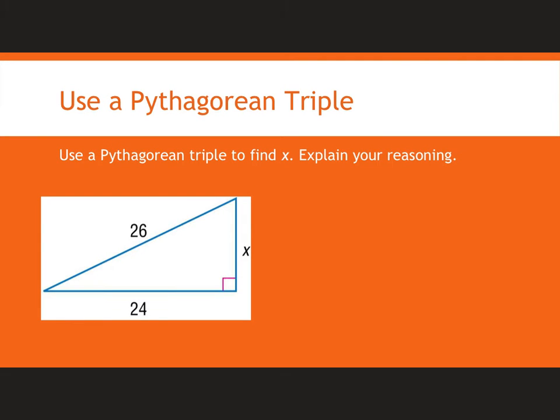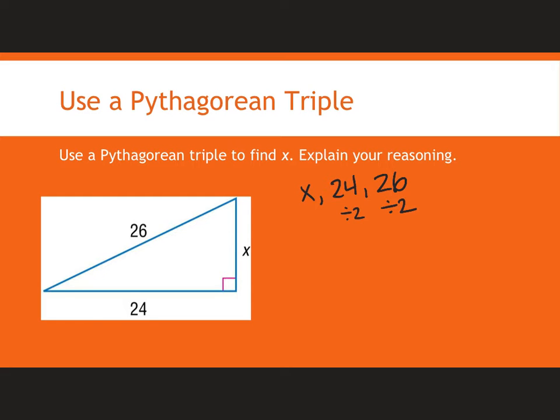So this example says, use a Pythagorean triple to find x, explain your reasoning. So I know that I have x, 24, and 26. And so this is some form of a triple. So then I can say to myself, okay, what number are both 24 and 26 divisible by? First thing that pops into my head is 2. So I'm going to divide both of these numbers by 2. I don't know why I did that division sign. It just didn't make a fraction.